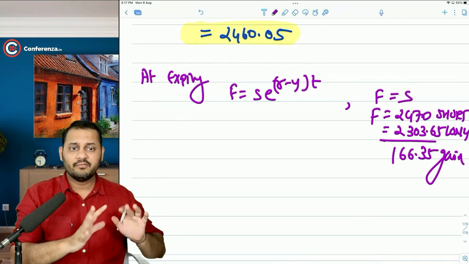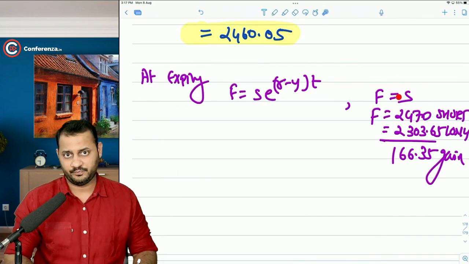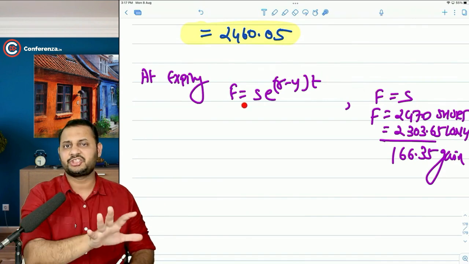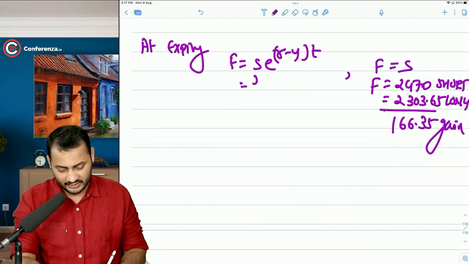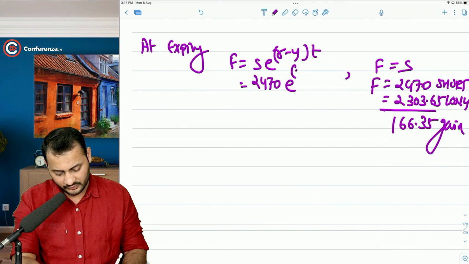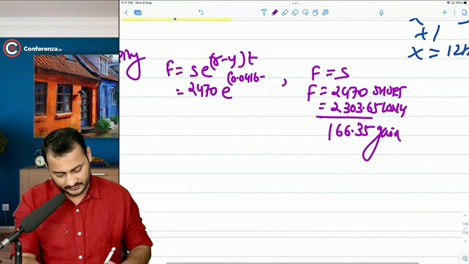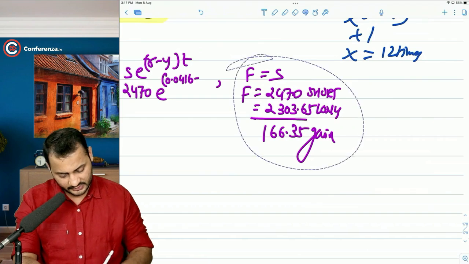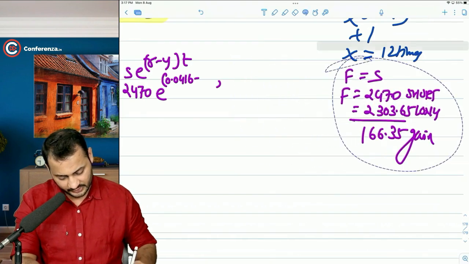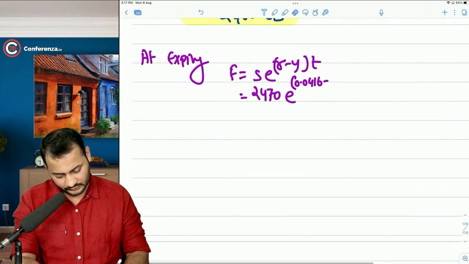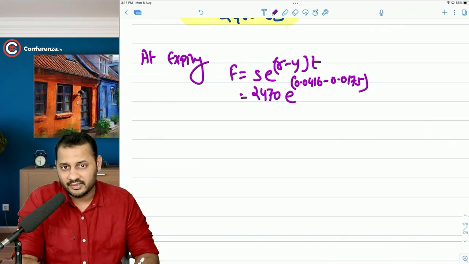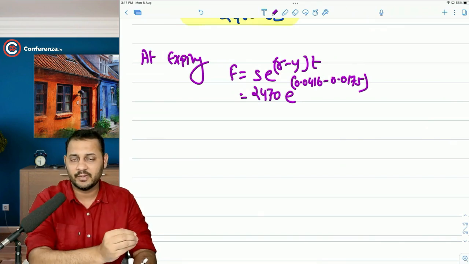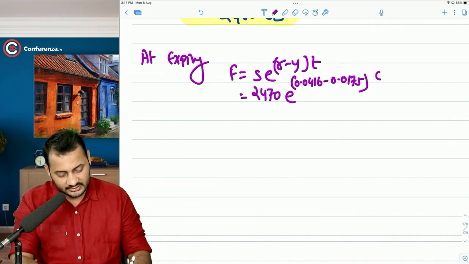But even if you do not believe this can happen on expiry, just try to calculate the answer. What is the spot price on expiry of the index? 2470 into e to the power 0.0416 minus, have a look. I will just transfer this entire part on this side so that I get a space. 0.0175. How many days are left till expiry? T means what? Days left till expiry. We are already at the expiry. That means the days left till expiry is 0 divided by 365.